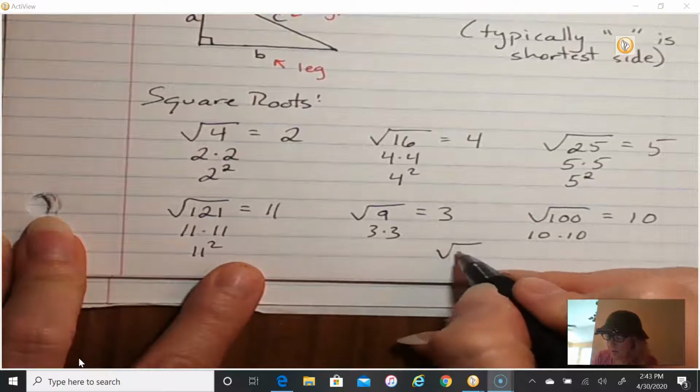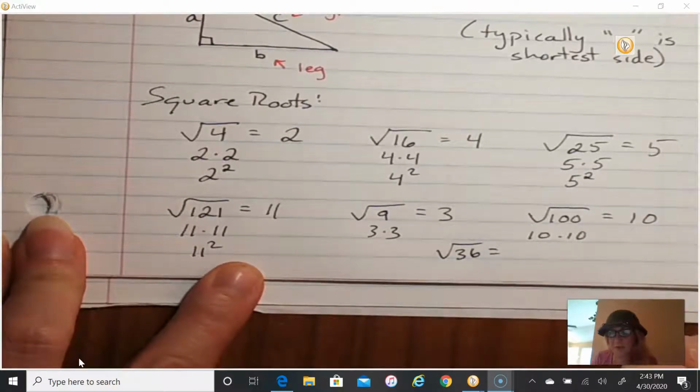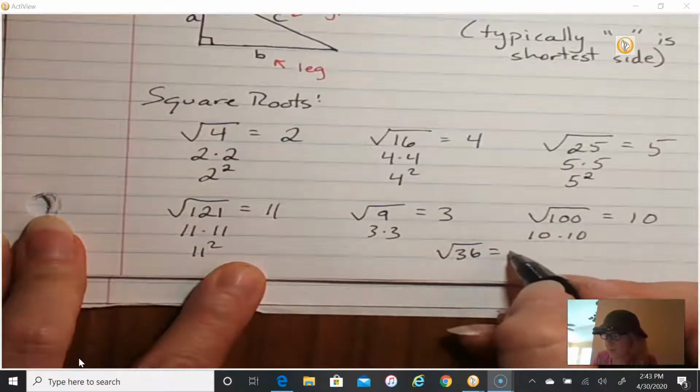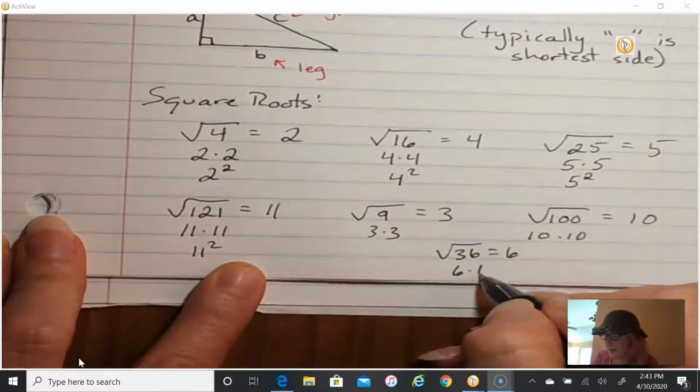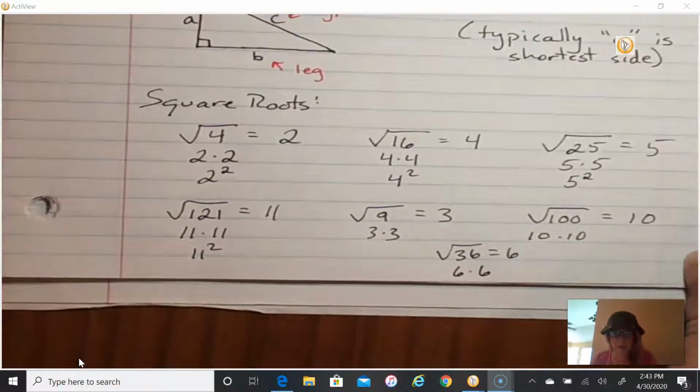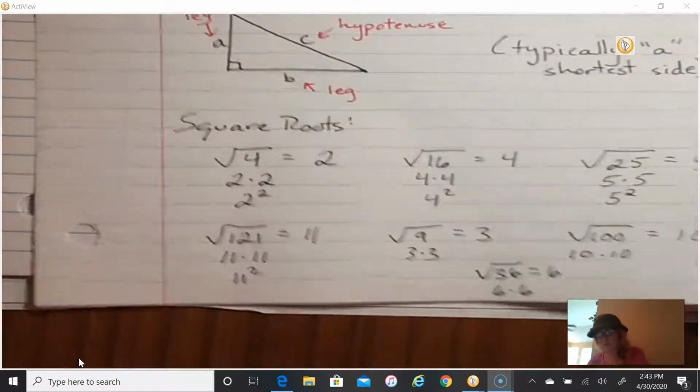What about 36? What would that be? Square root of 36, I'm sorry. That'd be 6, because 6 times 6 is 36. Okay, so those of you that may have forgotten about square roots, now hopefully you remember.